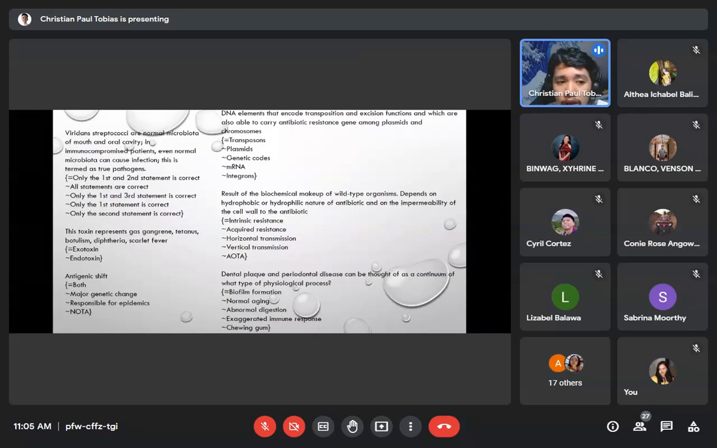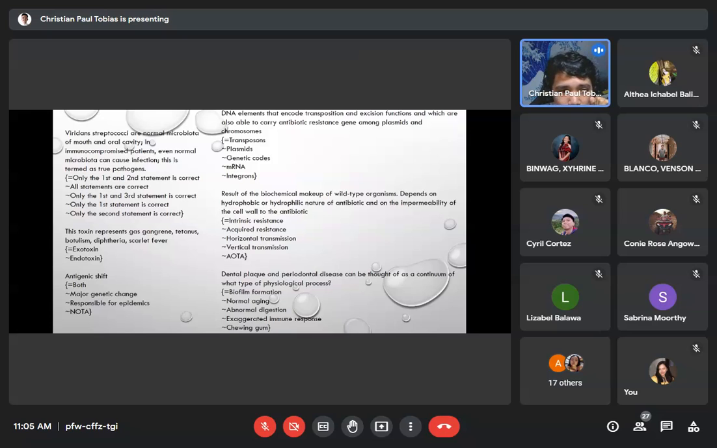So, viridans streptococci, normal microbiota ng mouth and oral cavity. Pero, kapag immunocompromised yung tao, itong mga normal microbiota can still infect na yung tao. Kasi nga, immunocompromised, humina yung immune system. So, they took the opportunity na humina yung immune system mo. Therefore, hindi sila true pathogens. They are opportunistic pathogens. Tama? Kasi hindi naman sila pathogenic eh. Naging pathogenic lang kasi humina yung immune system mo. Kinuha nila yung opportunity. The opportunistic pathogens.